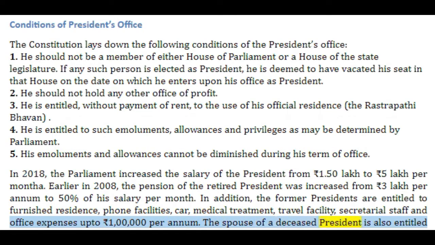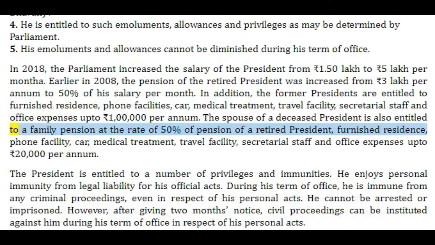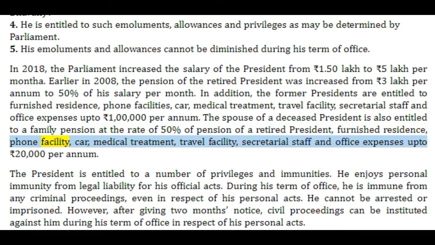The spouse of a deceased President is also entitled to a family pension at the rate of 50% of the pension of a retired President, furnished residence, phone facility, car, medical treatment, travel facility, secretarial staff, and office expenses up to 20,000 rupees per annum.